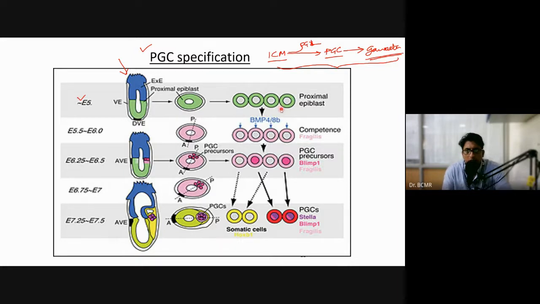The proximal epiblast becomes competent by the expression of fragilis. Out of them, some of the cells will express BLIMP1, and now they are primordial germ cell precursors, which then, those that have BLIMP1 expression will have the expression of Stella, and then now they have formed the primordial germ cells. So from here, it has formed an embryo. Assume that from the embryo we have the primordial germ cells.